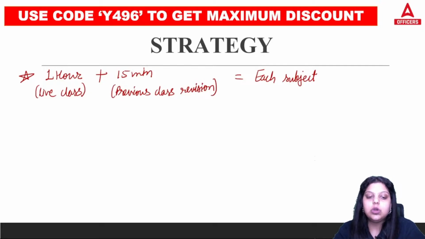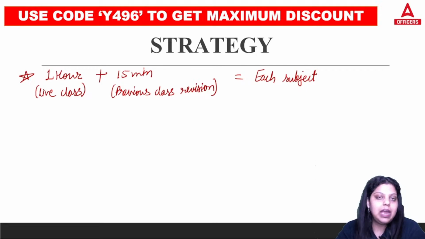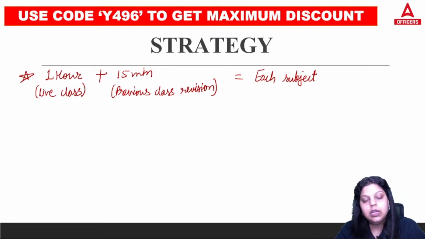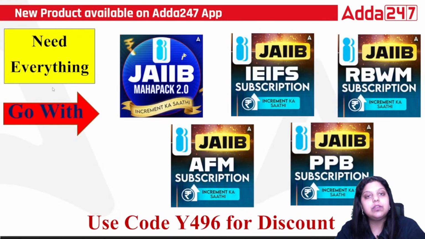And do make sure you follow the steps: conceptual understanding, revision, practice, and repeat this. Conceptual understanding, revision plus mock test, and repeat this. This is very much important. And if you follow this strategy, definitely you will be able to clear the paper. Okay. Now, what is required to clear the paper, whether it's IFS, whether it's PPB, whether it's whole JAIIB?